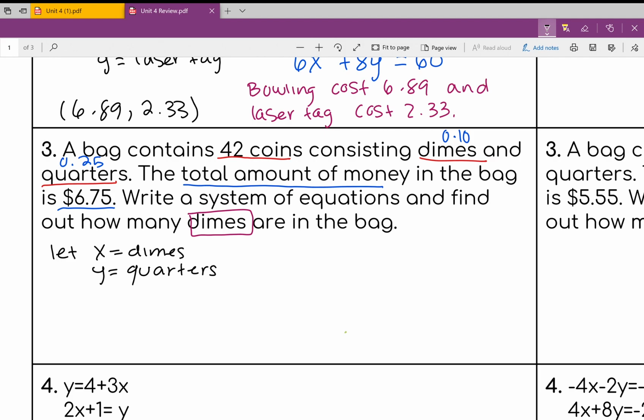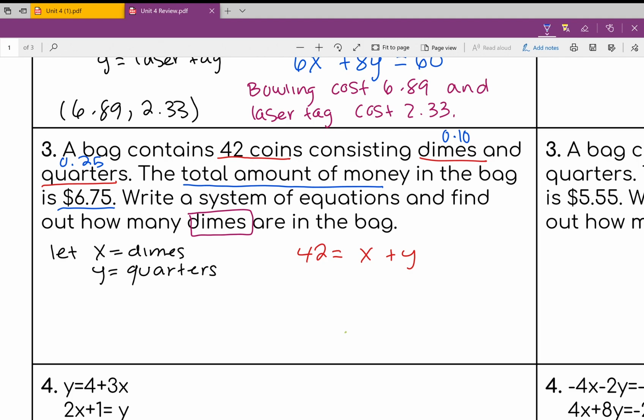So looking at example 1, it says 42 coins consisting of dimes and quarters. So there's a total of 42 coins. Some are dimes and some are quarters. So 42 equals x plus y.